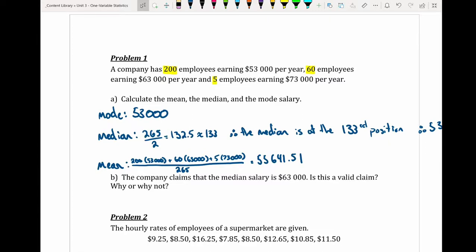So B, the company claims that the median salary is $63,000. Is this a valid claim? Why or why not? So no, it is not valid. Just because it's the middle dollar amount doesn't mean it's the actual median, because when we lay out all the employees or all the values, we can see that it's not the median. The median is $53,000.